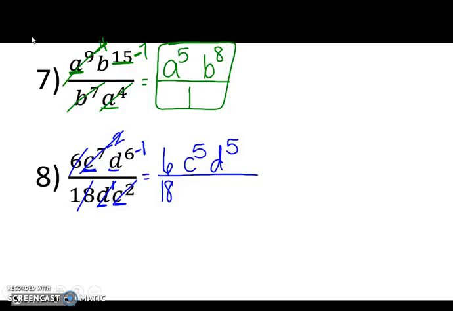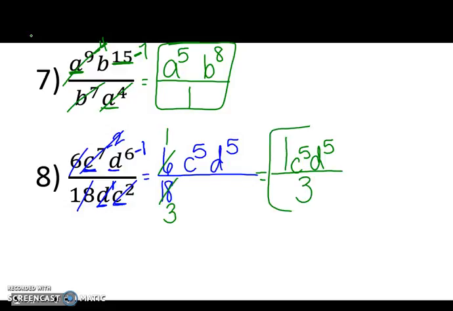And then I have to see if my 6 over 18 will simplify, so you can punch it into your calculator with your ABC button. But I know that 6 will go into 6 one time, and 6 will go into 18 3 times. So that's going to reduce to 1 over 3.